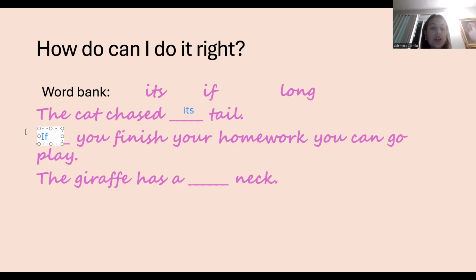So another thing that I want to highlight in this sentence is that I use a capital letter in the word if. Even though it's not capital in the word bank, I used it here. Why do you think I used the capital letter in the word if in this sentence? So can anyone write it down in the group chat, please? There's no wrong answer. You guys are learning. So just tell me, why do you think I use a capital letter here if in the word bank it is lowercase?